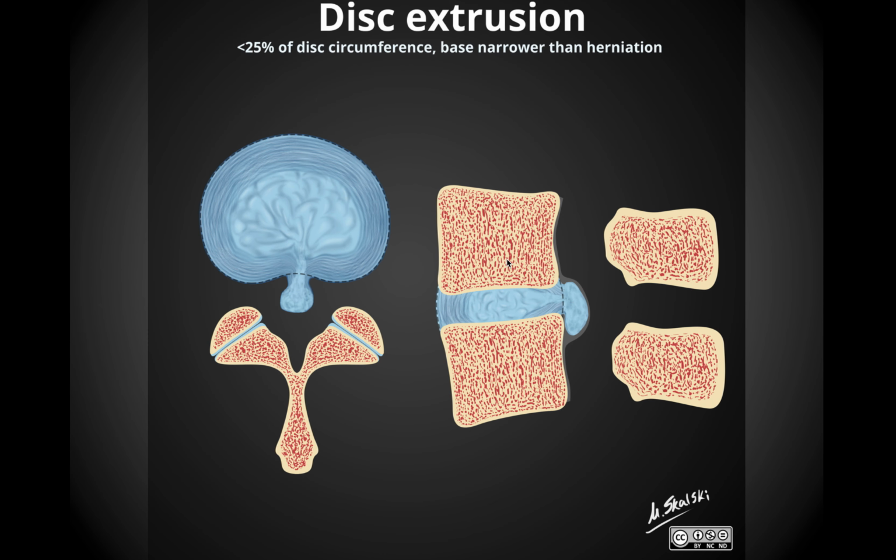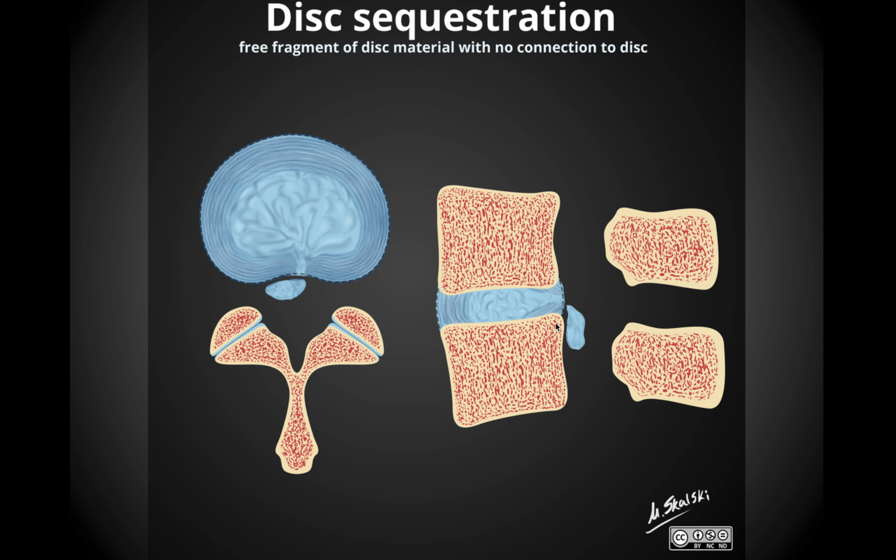Whereas the disc extrusion, similar to the protrusions, is typically less than 25% of the disc circumference, but it has a narrow base, kind of a narrow neck, so to speak, which you can appreciate right here, with a wider dome of herniated material. So keep that in mind. And here you can appreciate how the extrusion is migrating above and below the intervertebral disc space where that extrusion is coming from. And here we have an illustration of what that extruded disc looks like with its narrow neck and large dome. And then finally we have something known as disc sequestration.